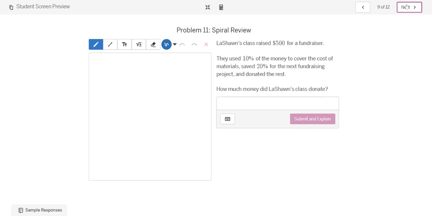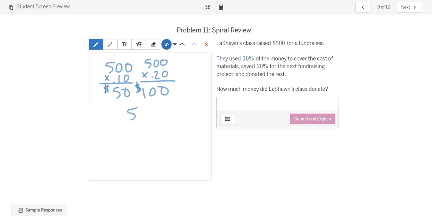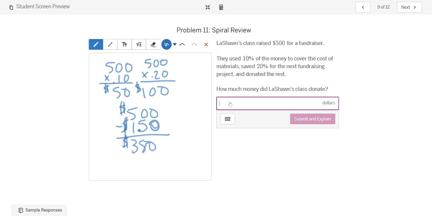Next, 10% to cover the cost of materials. Well, 10% of 500, if you were to set it up, would be like this, 0.10 times 500, and that's just $50. Well, 20% of 500 would be $100. If I put those together, that's $150 minus my original $500. Oops, dollar sign, $150, not $1.50, gets me $350. And so, 350. Submit and explain.